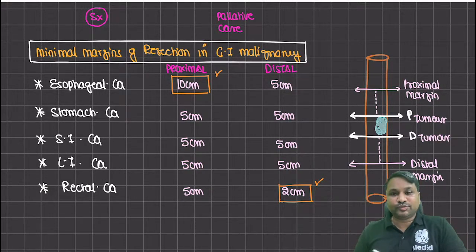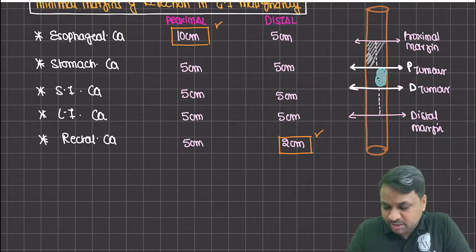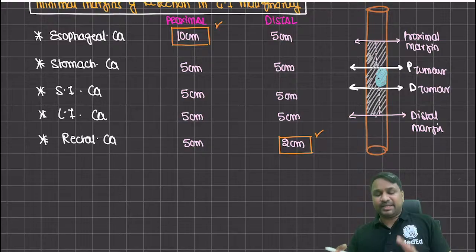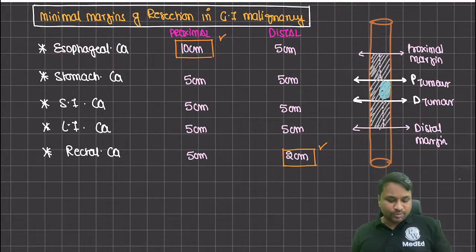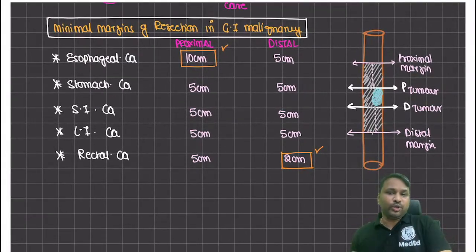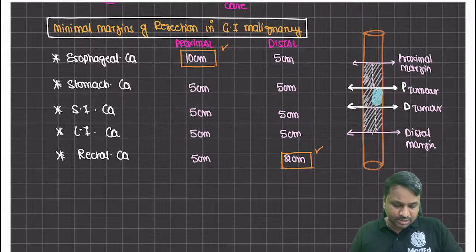So when you remove the entire subset, you see this is the proximal margin that you're removing. This is the distal margin that you're removing, along with the site where the tumor is present. So this is the total loss of the bowel, and then you'll re-anastomose it, right? This is the basic objective you have to follow in all GI malignancies: what is the margin of resection that you're following, and how are you going to anastomose it? That's the basic thing we have to follow in terms of malignancies. Okay? Now that you have understood this, right?